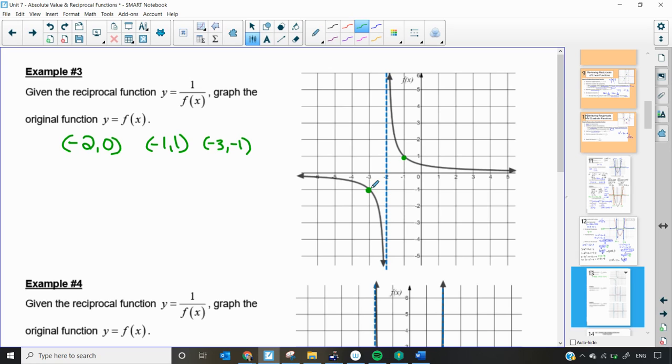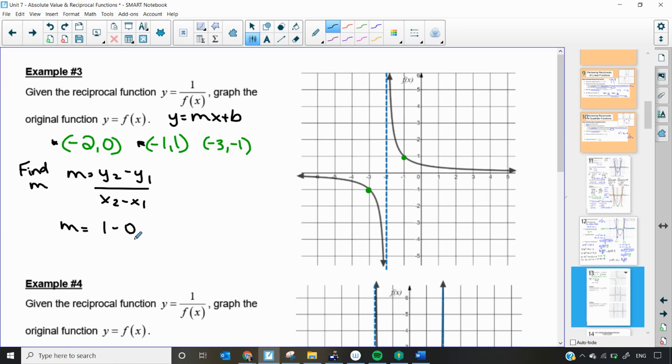And so what we have to do is find the equation of that linear function. So going back, we're looking for y equals mx plus b. And to find our slope, we need to first use our slope formula. So we can pick any 2 points. I'm going to choose the negative 2 comma 0 and the negative 1 comma 1. So starting off, I'm going to find my slope, which is m. M equals y2 minus y1 divided by x2 minus x1. And that's going to be 1 minus 0 divided by negative 1 minus negative 2.